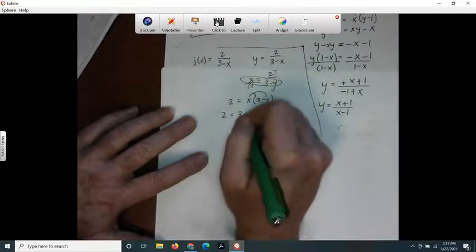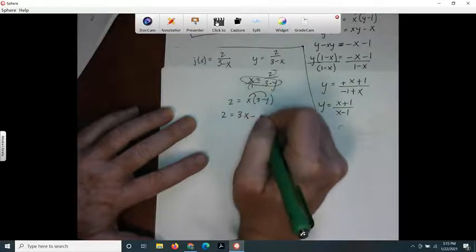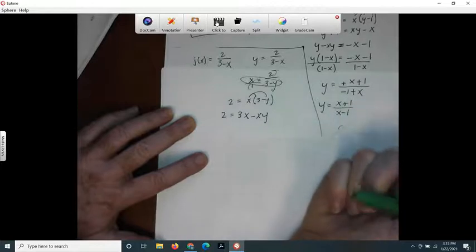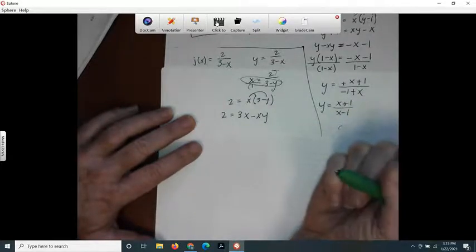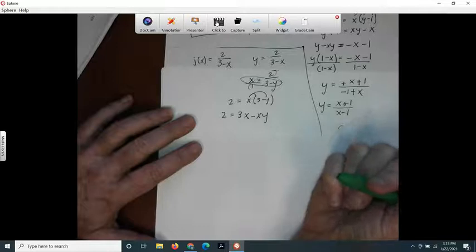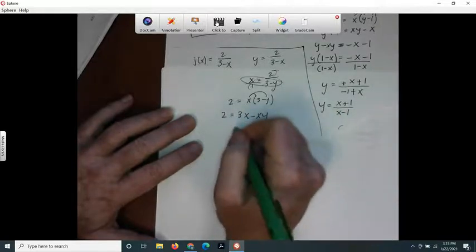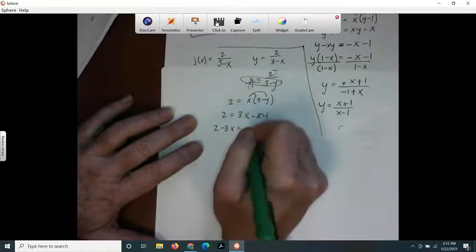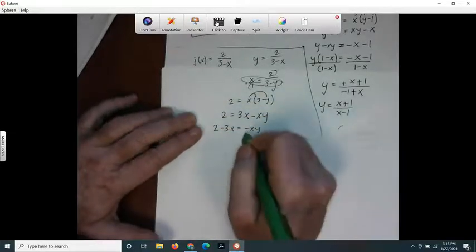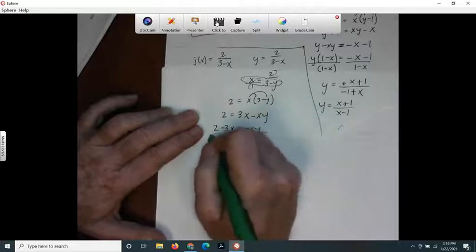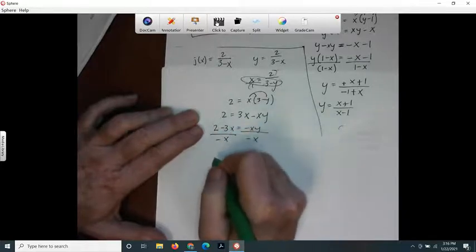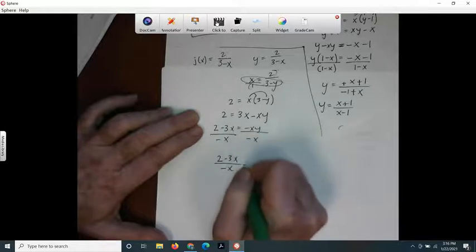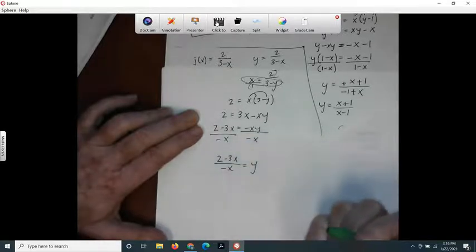I'm trying to get the y by itself, aren't I? So I'm going to subtract 3x on both sides. And then I'm going to divide both sides by negative x. And I'm going to have, and then if I want to change some signs, I can. I could write it as, it's a couple different things I can do.